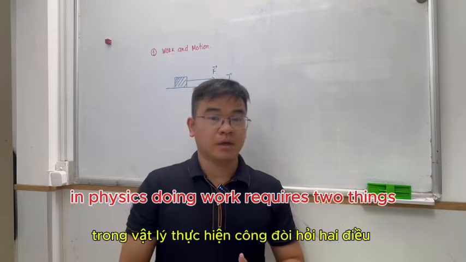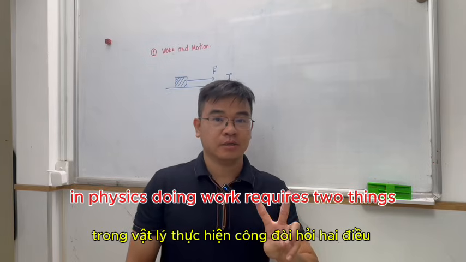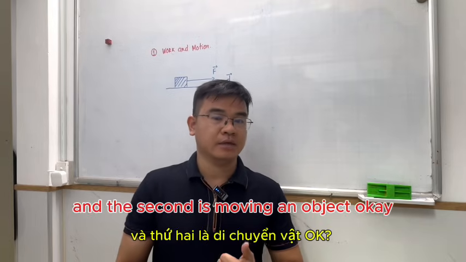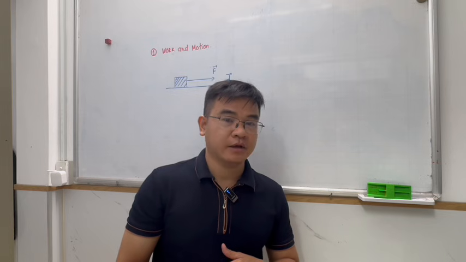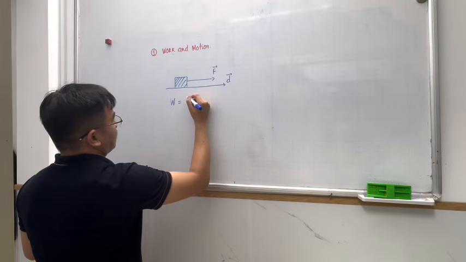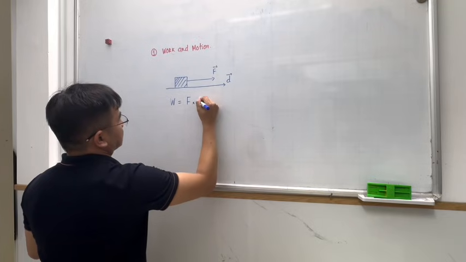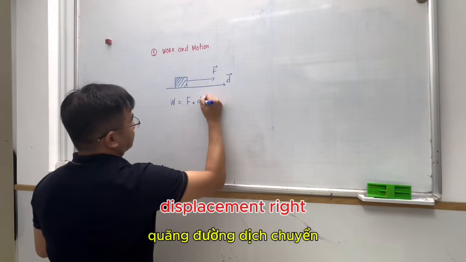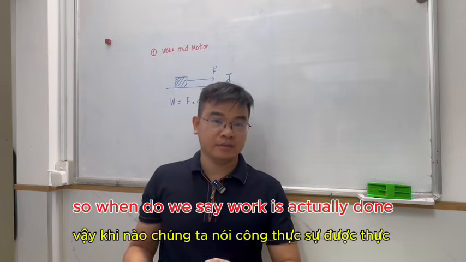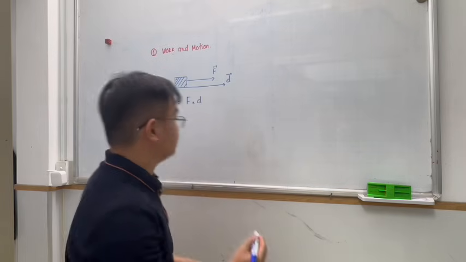In physics, doing work requires two things. The first is applying force, and the second is moving an object. Okay, so we have the formula: work equals force times displacement, right? So when do we say work is actually done? Here is the exact definition.